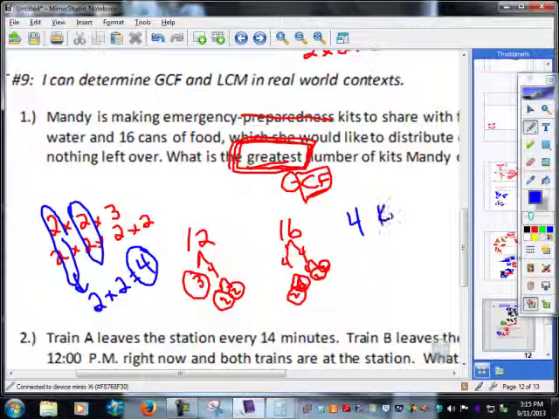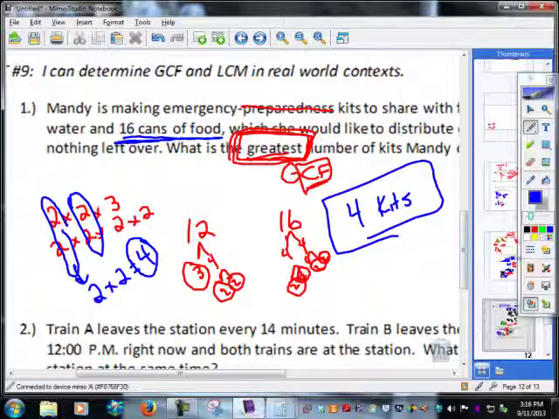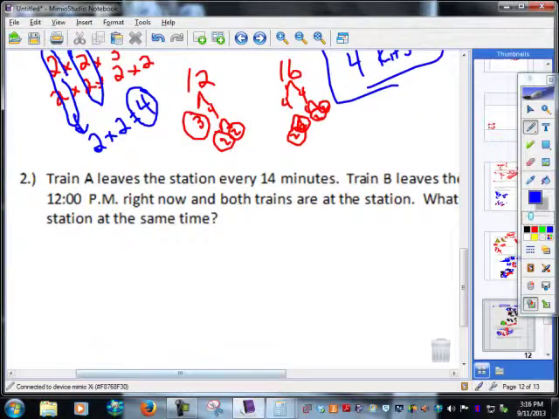4 kits. Okay? So if she's making 4 kits, 16 cans of food, she's going to have 4 cans in each kit. She's going to have 3 water bottles because 12 divided by 4 is 3. Okay? But that's your answer. Okay? Let's go on to the next one. Love this question right here.